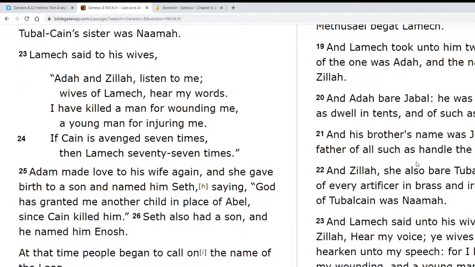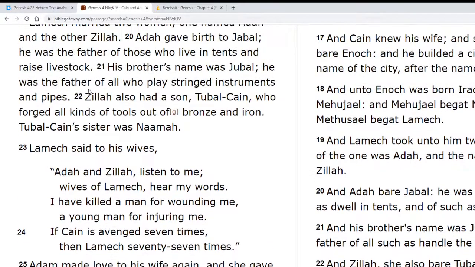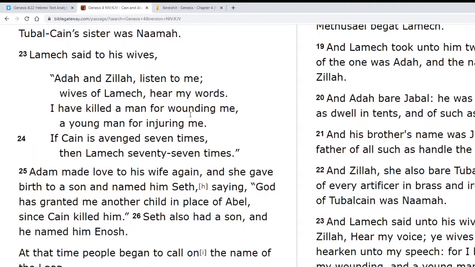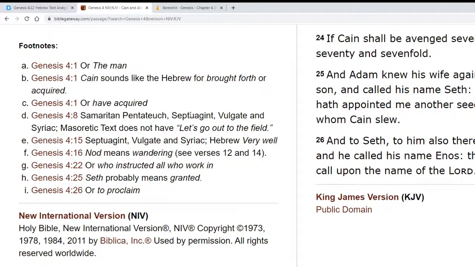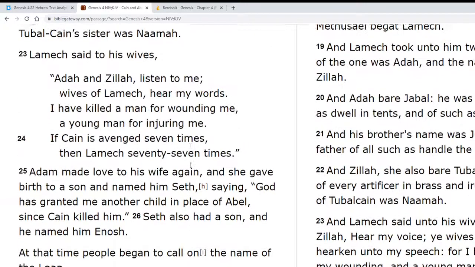King James, verse 22: And Sila, she also bare Tubal-Cain, an instructor of every artificer in brass and iron, and the sister of Tubal-Cain was Naamah. NIV: Sila also had a son, Tubal-Cain, who forged all kinds of tools out of bronze and iron. Tubal-Cain's sister was Naamah. What does the note here say? Or he who instructed all who work in. Okay.